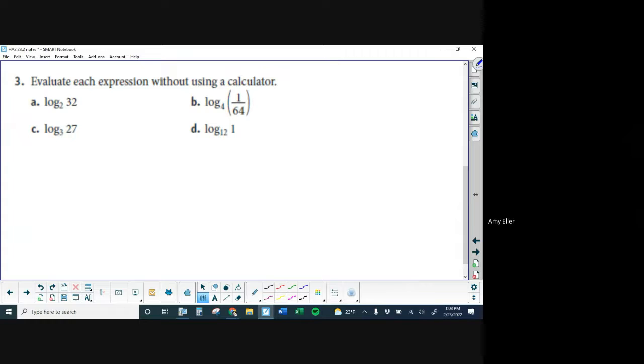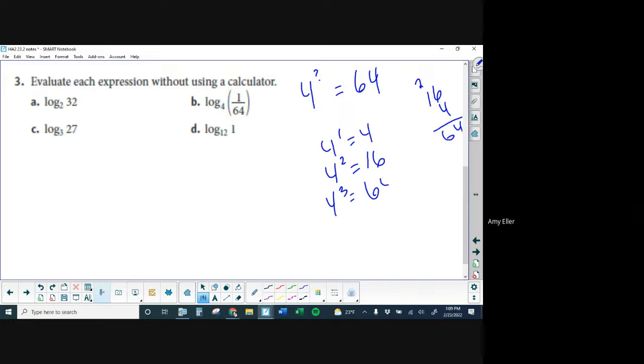B, you might want to ask yourself 4 to what power is 64? That's probably what you thought in your head anyway. Well, 4 to the first is 4. 4 times 4 is 16. 4 times 4 times 4, maybe we don't know, so we'll just do some scratch work. 16 times 4. 6 times 4 is 24. 4 times 1 is 4. Add 2. There we go. 4 to the third is 64. So what is my answer?